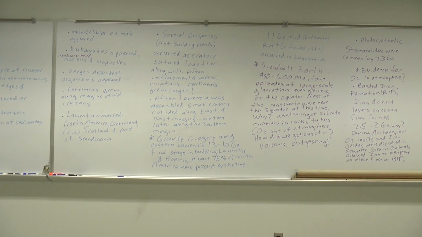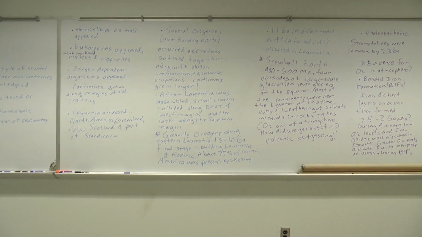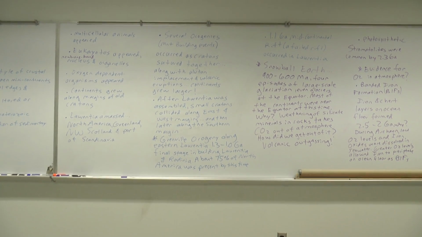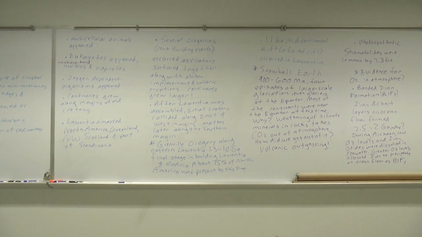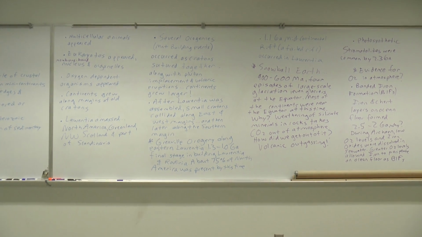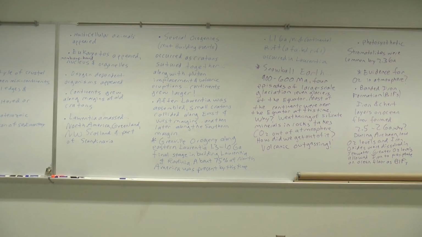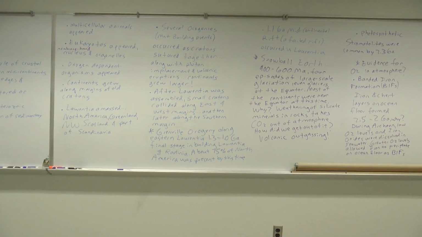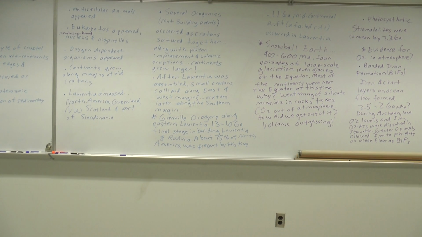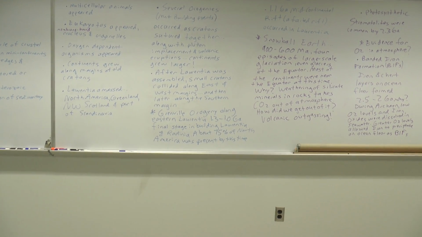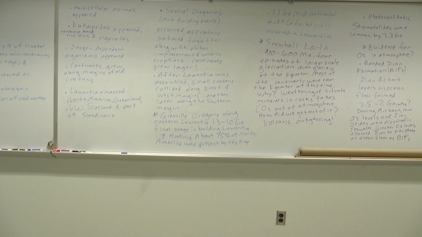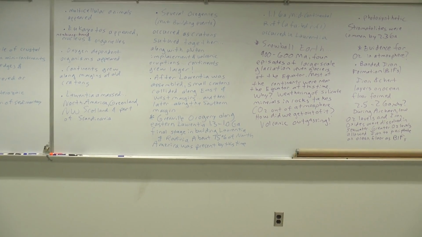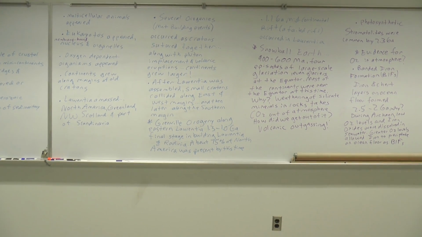So after Laurentia was assembled, and again Laurentia is before Laurasia, we had small cratons, again we might think of them as protocontinents or terrains, colliding along the eastern margin of Laurentia and the western margin of Laurentia, and then later along the southern margin. So the last step in building Laurentia was a very famous mountain building event called the Grenville Orogeny. It's very famous for sure amongst geologists in North Carolina and South Carolina.